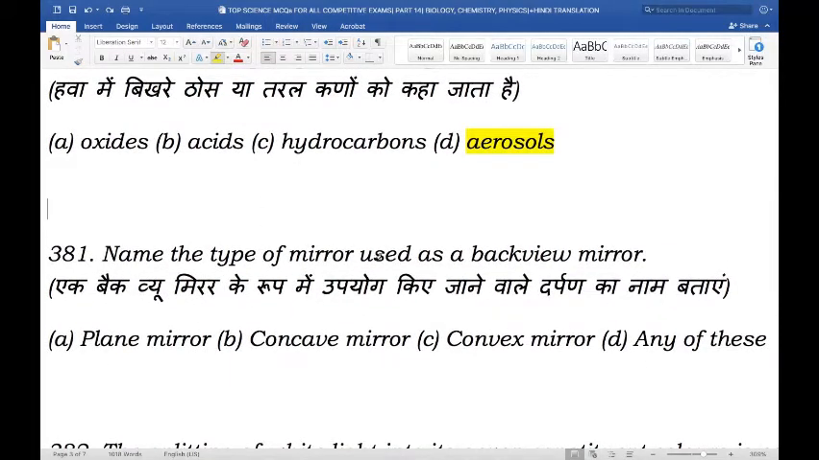Name the type of mirror used as a back view mirror. So in cars, the back view mirror is what type of mirror? Is it a plane mirror, a concave mirror, a convex mirror, or any of these? And the right answer here is a convex mirror. Convex mirrors have a very wide field of view as they are curved outward. So convex mirrors enable drivers to view much larger areas than a plane mirror.